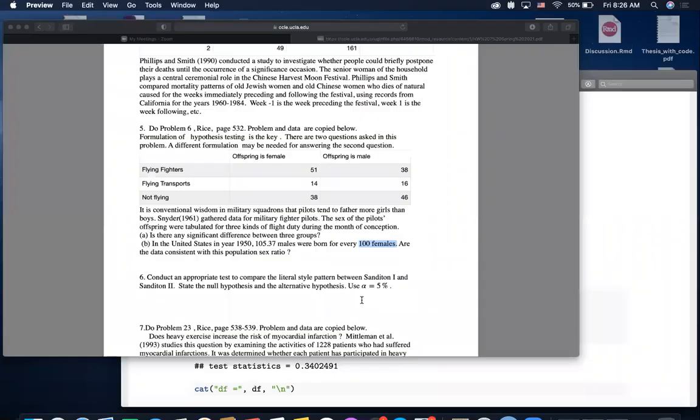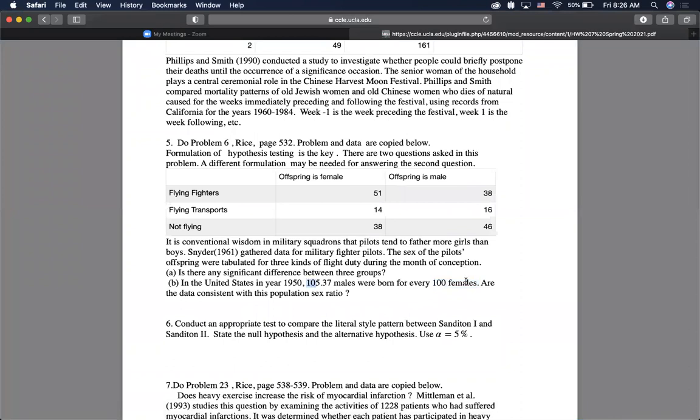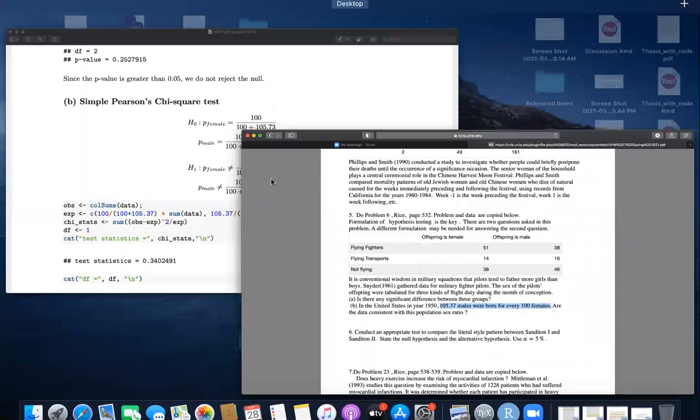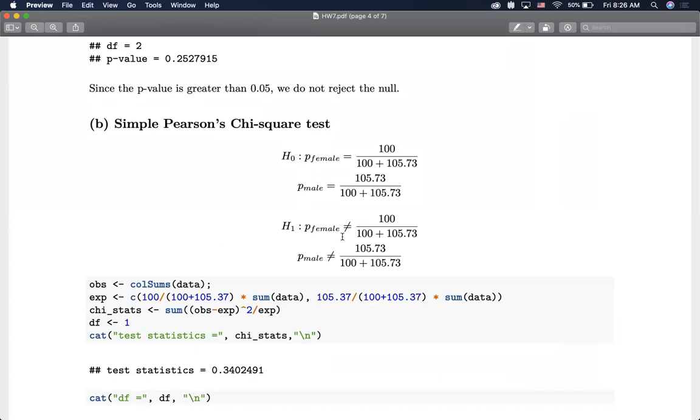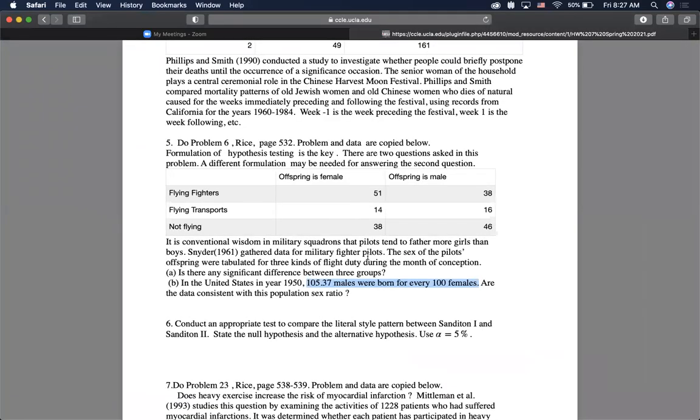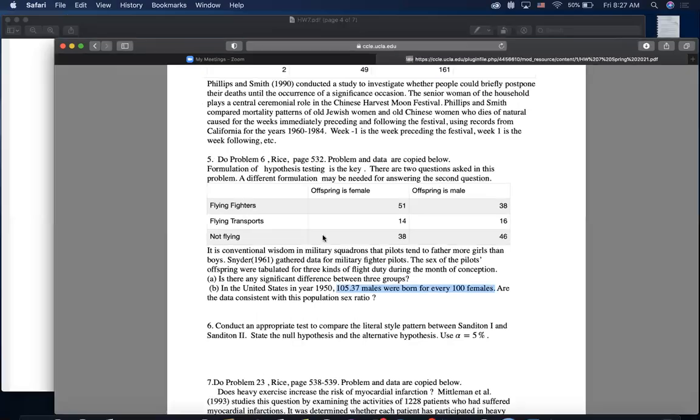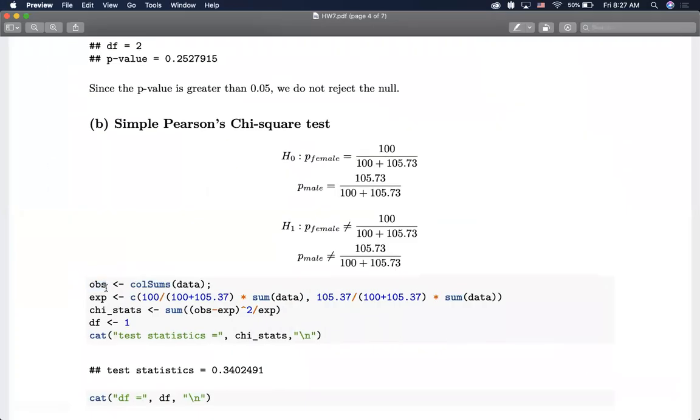So the information that is given here will be the null hypothesis. Alternative will be not equal to the null hypothesis. And your observed value will be the column sum of this data. So this will be the sum of the female and sum of the male in your data set. So that's your observed data.